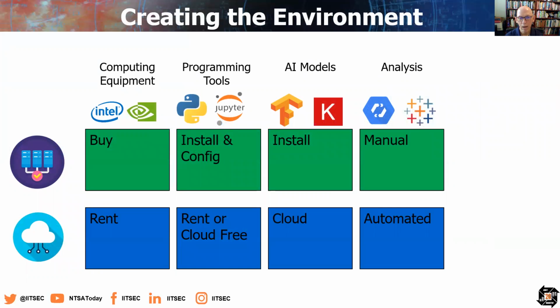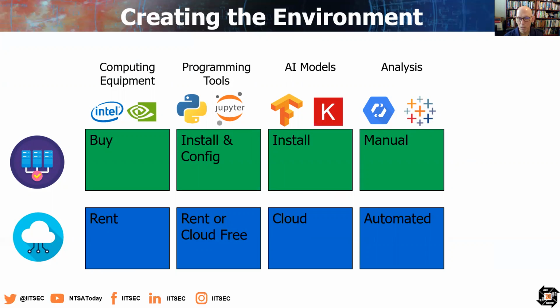To create those networks and host them and run them, we really had two choices. We could either buy all of the computing equipment and install it in our center, and then load the programming tools and configure them, then install the AI models in TensorFlow and Keras, and then after we've run them, do the analysis ourselves at the end. Or we could rent those capabilities from a cloud computing provider, which also provides the programming tools and cloud-based versions of the AI models that we need. And the analysis that happens at the end is automated and is done for us.